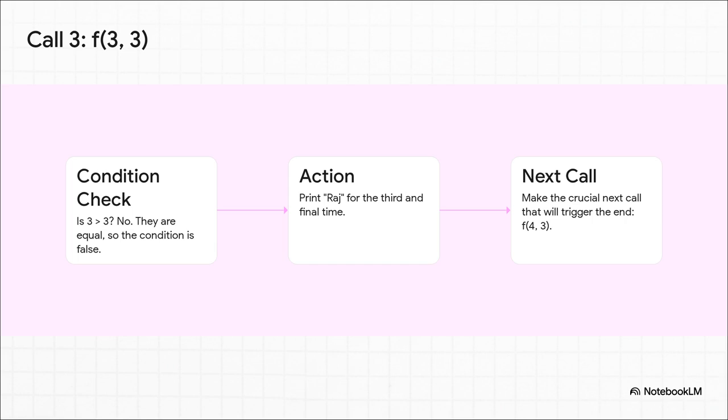All right, we're at f of 3, 3. Is 3 greater than 3? No, they're equal, so the condition is still false. So we print Raj for the third and final time, and then we make one more call, f of 4, 3. And this next step is the most important one.